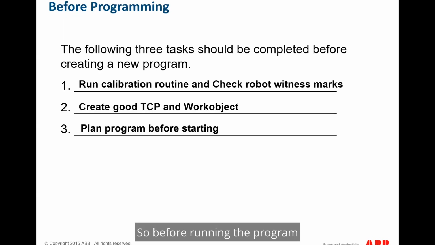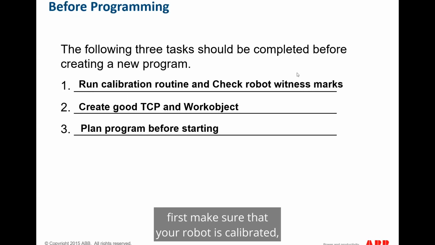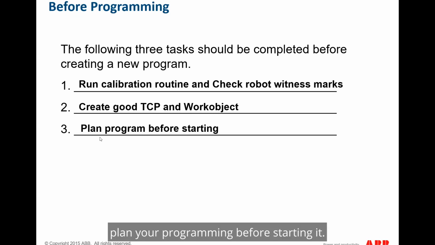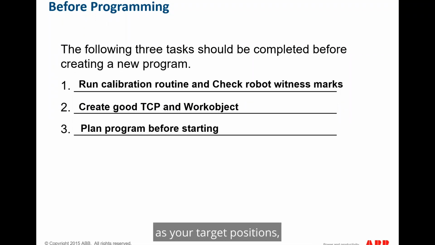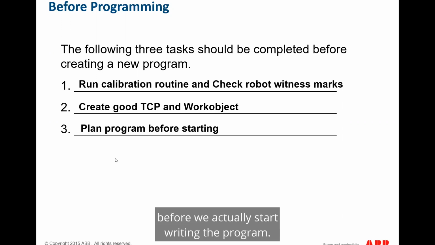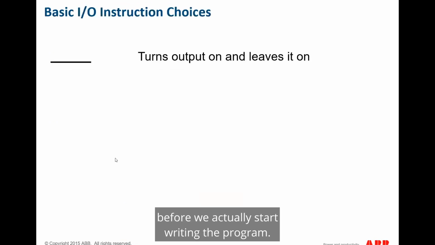So before running the program or before starting the program, first make sure that your robot is calibrated and then have a good TCP work object system. Plan your programming before starting it. So plan how many points you need, what points you need as your target positions, and what points need to be reached by using move J, what points by using move L. Plan all these things before we actually start writing the program.